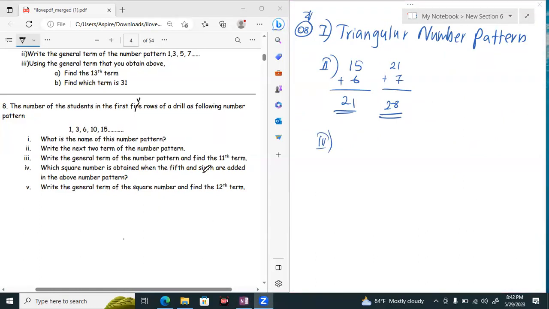Write the general term of the number pattern and find the 11th term. Now you know what the general term is. It's n times n plus 1 upon 2. Then 11th term means 11 times 11 plus 1, it is 12, divided by 2. Yes, what is the answer? Twelve divided by 2 is 6. Then 11 times 6, answer is 66.